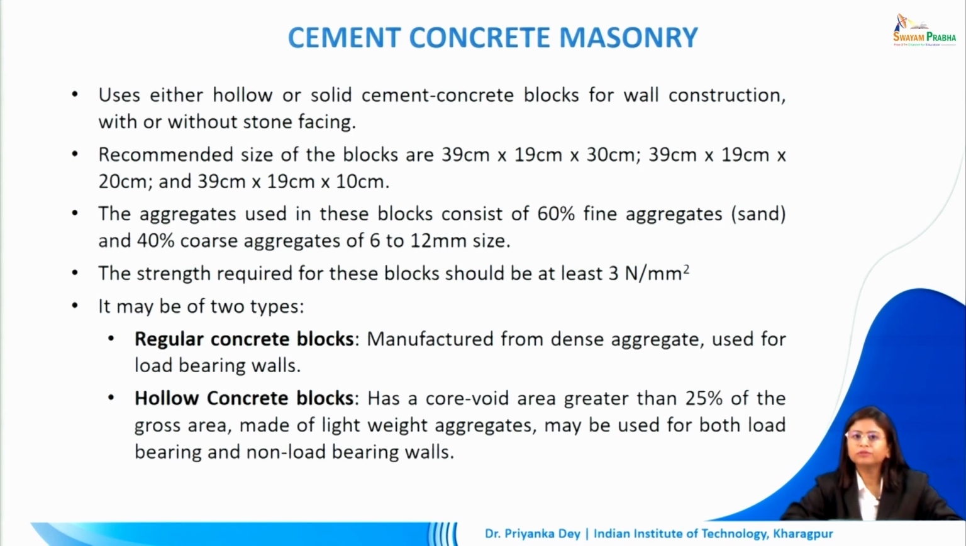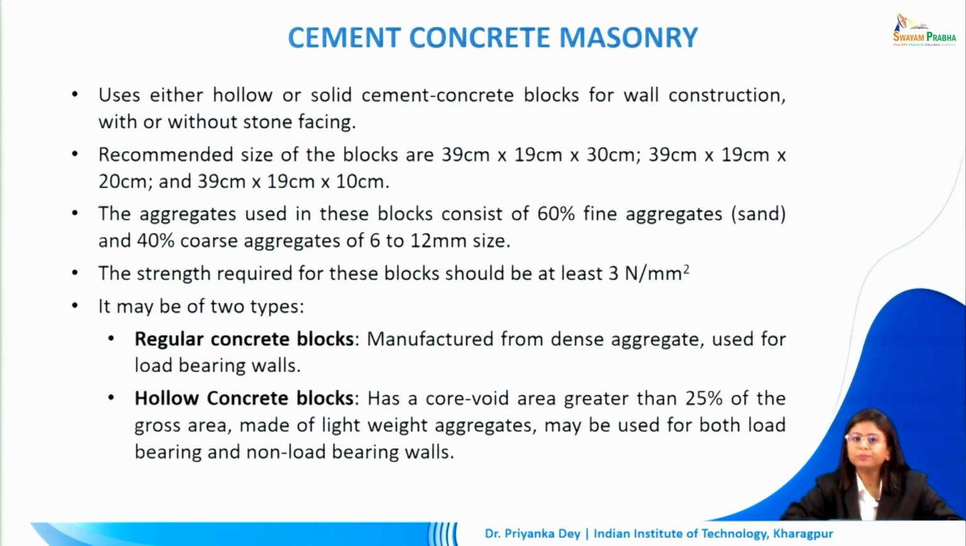It may be of two types. We can use regular concrete blocks. These are manufactured from dense aggregate, and they are generally used for load bearing walls because these concrete blocks are solid. They do not have any opening within themselves. So they are able to take greater load, but definitely they will be heavier.